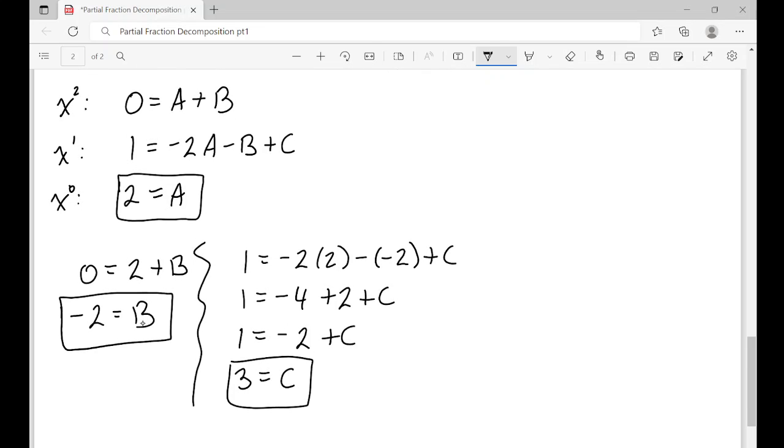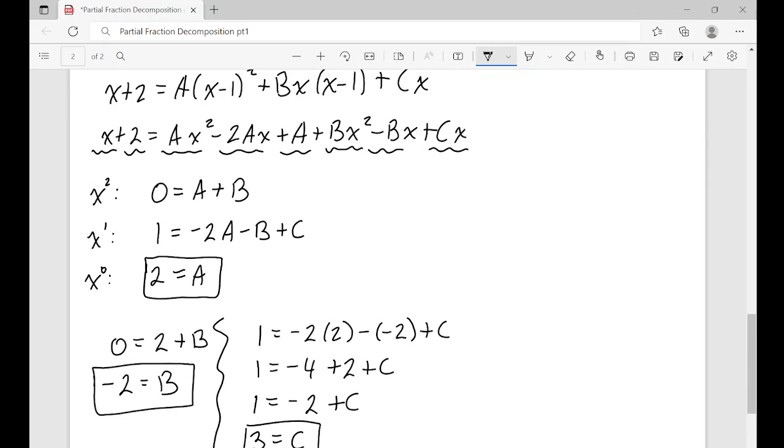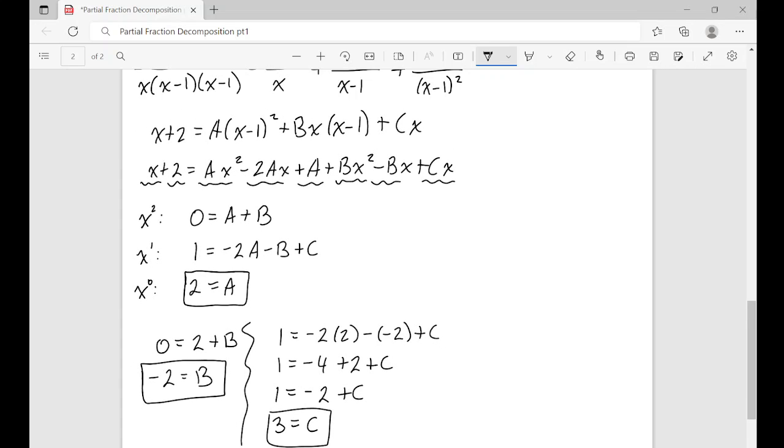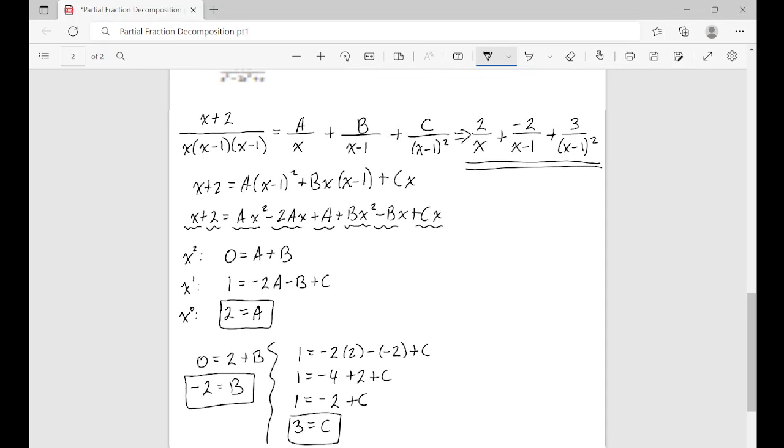So I have my A, B, and C. So now I'm going to go back up to my original, and replace A, B, and C with the numbers I have. So I'm going to end up getting 2 over x plus negative 2 over (x minus 1) plus 3 over (x minus 1) squared. So this here is my partial fraction decomposition for the original expression.